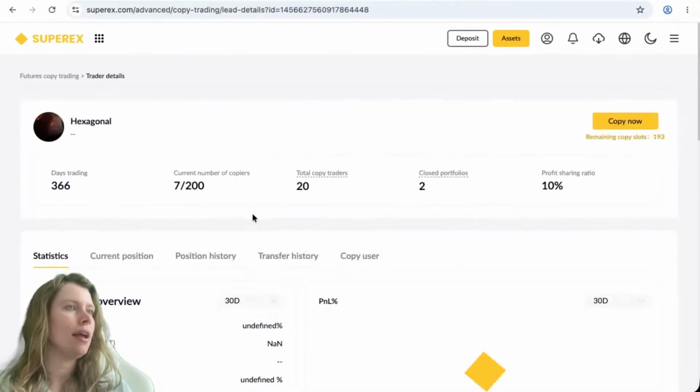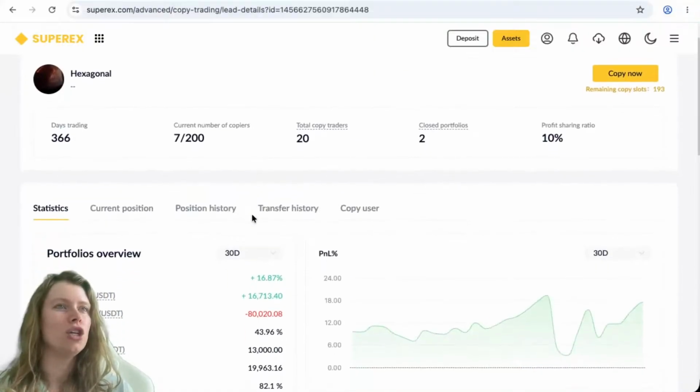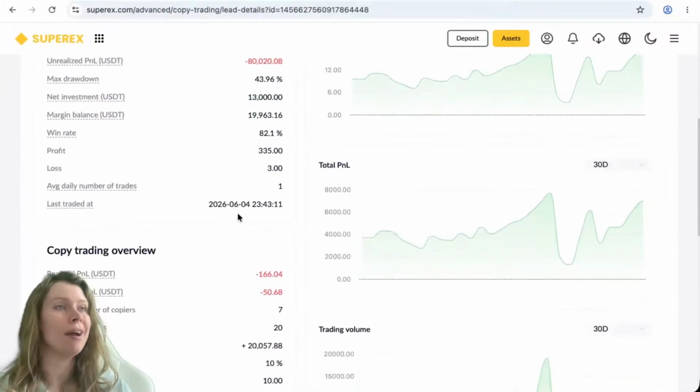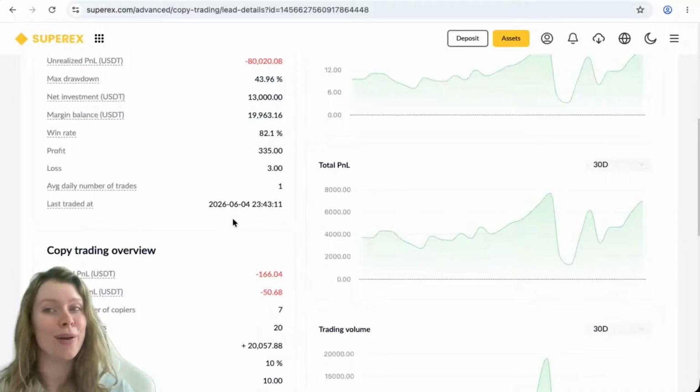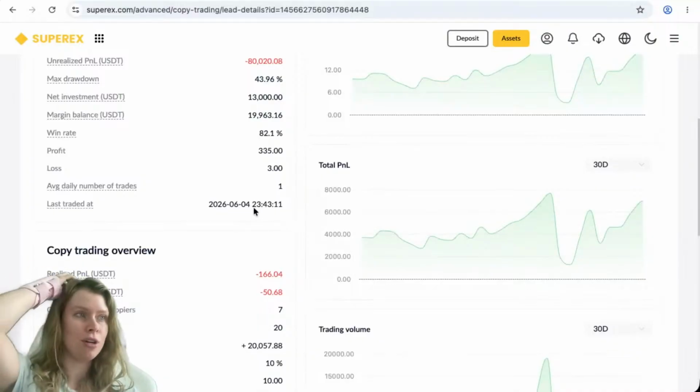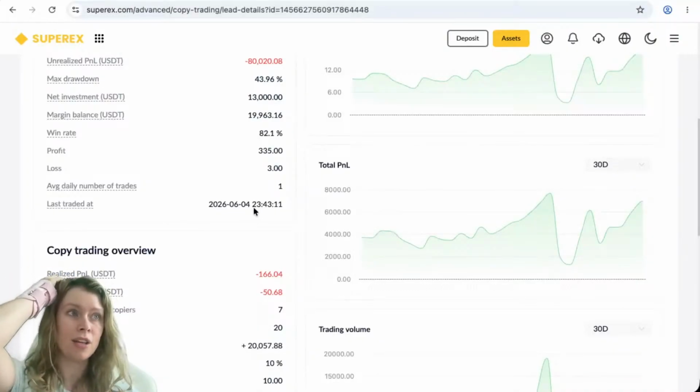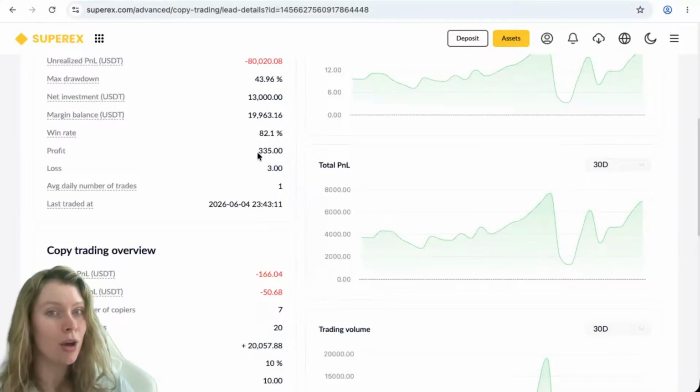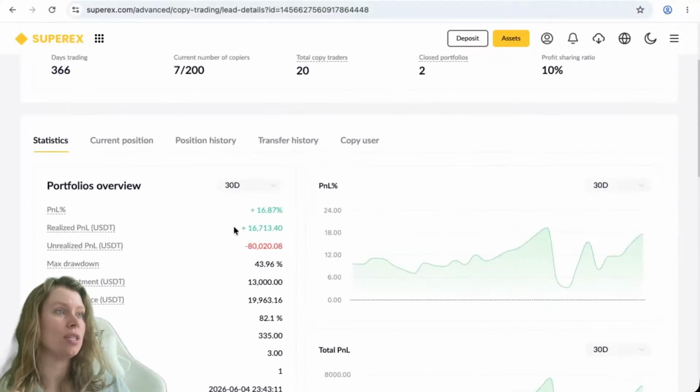Let's have a look at hexagonal. 2 closed portfolios. All right. Ooh, this person is still, here we go. This one is probably a more valid person to follow, because their last trade was last week. There we go. This is someone who I would definitely have more interest in.